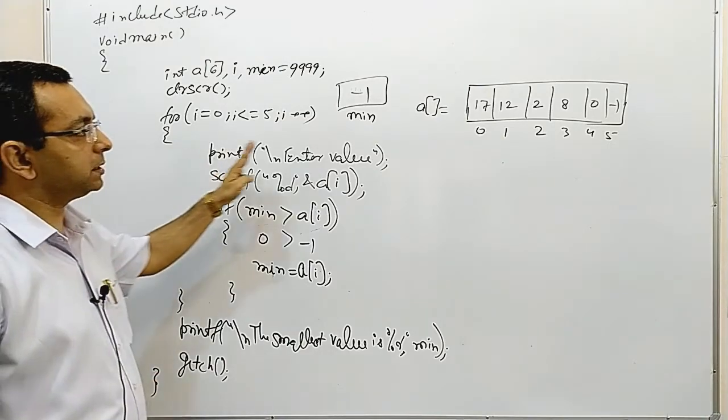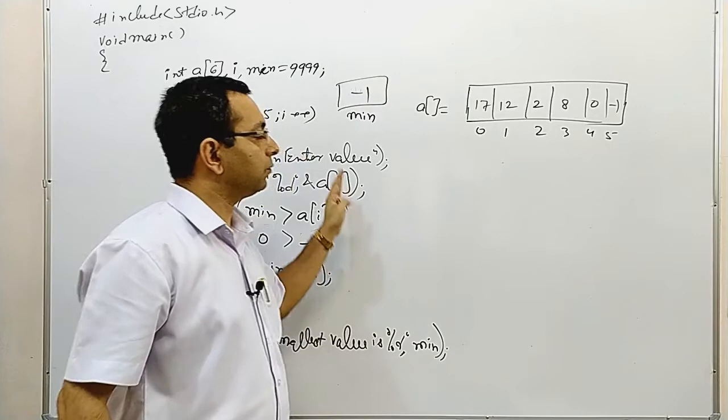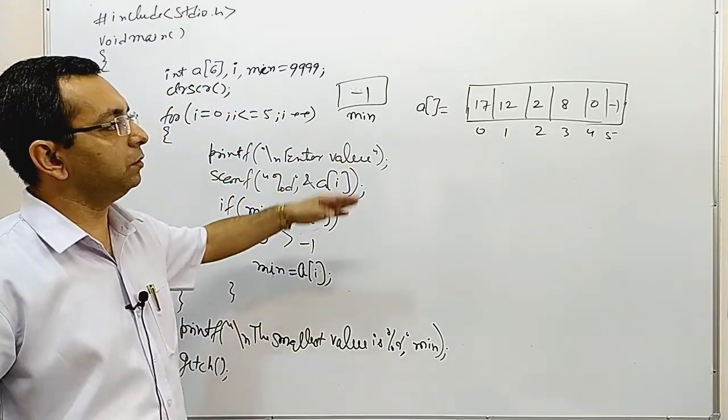So I hope this concept is now clear to you, how to find the minimum value, the smallest value, from this array.